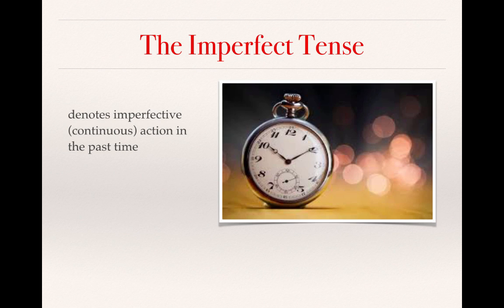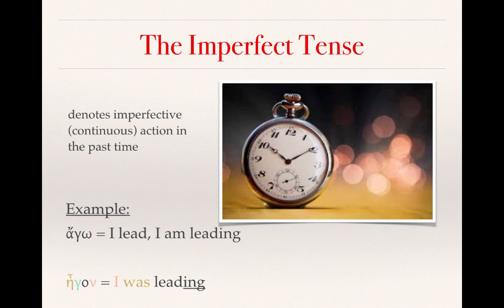So what is the imperfect tense? Well, as some of my translations have just indicated, it denotes imperfective or continuous action in the past time. So as an example, we could look at the Greek word ago, which means I lead or I am leading. I am leading is a present progressive or present continuous action. In the past, in the imperfect tense, agon would be translated as I was leading.